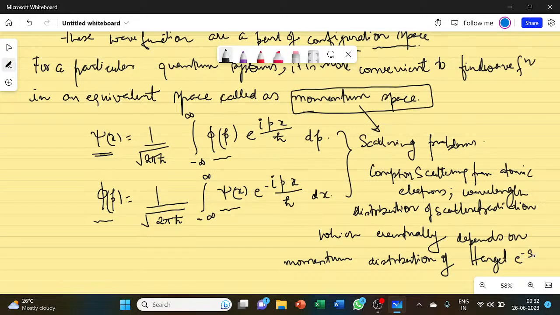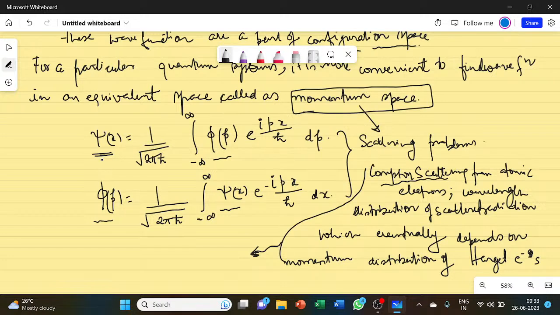So what I want to suggest is that in these kinds of problems, for example in scattering problems, the data that you get from the experiment, or more generally, it is much easier to identify things in terms of momentum space. So basically it is required that the wave function should be expressed in terms of the momentum space. Okay, so this is one thing.